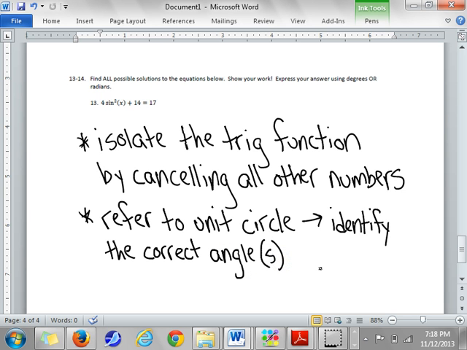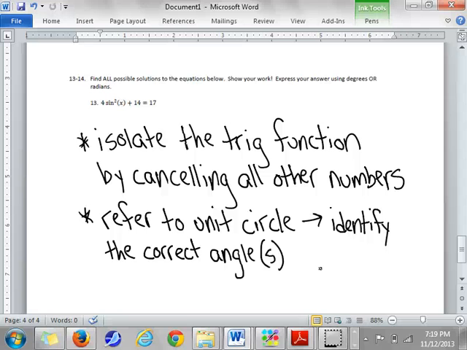There might be one, there might be two, there might be four. I can't think of any situation where there would be three correct angles to a single trig function. There would be one angle if your answer was on one of the axes, maybe the positive x-axis, maybe the negative y-axis. There would be two if you were looking for maybe a certain positive sine value, where there are two places on the unit circle where sine is positive. That'd be the first quadrant and the second quadrant. So you would have an angle answer in the first quadrant and an angle answer in the second quadrant.